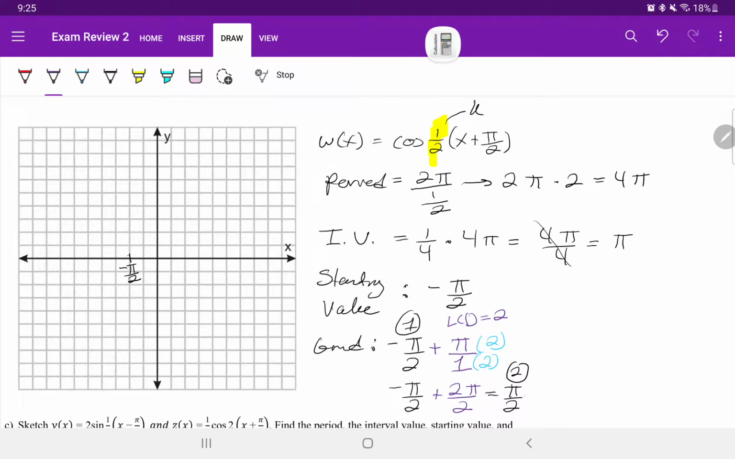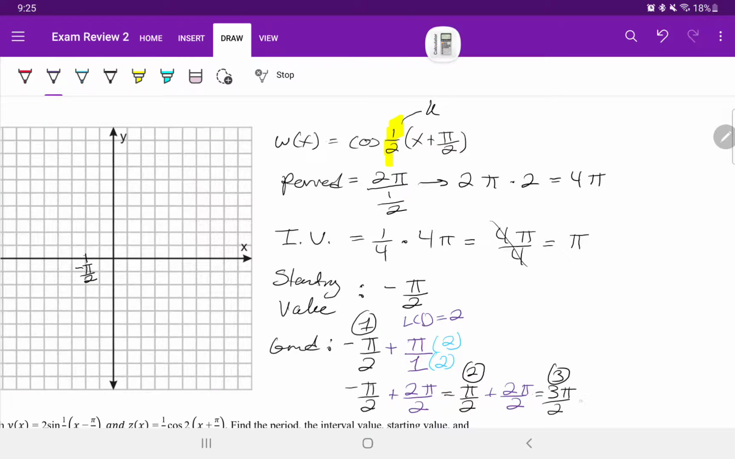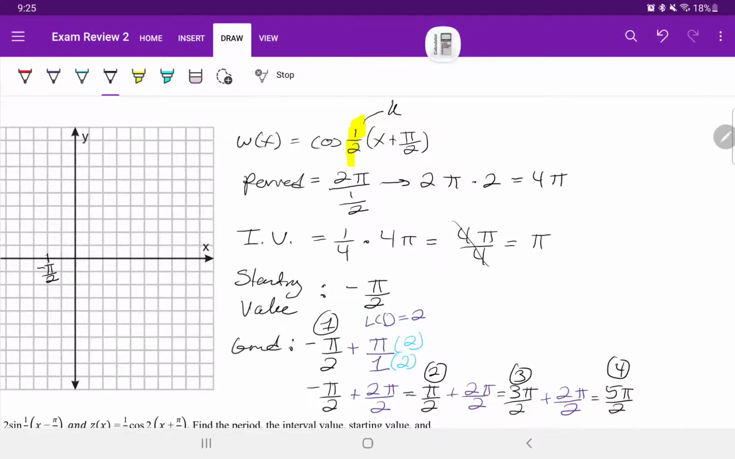Then repeat the process. Add 2 pi over 2 again. Equals 3 pi over 2. That cannot be reduced. Repeat the process again by adding another 2 pi over 2. 5 pi over 2. And then you're going to add another 2 pi over 2. And that's going to be 7 pi over 2.